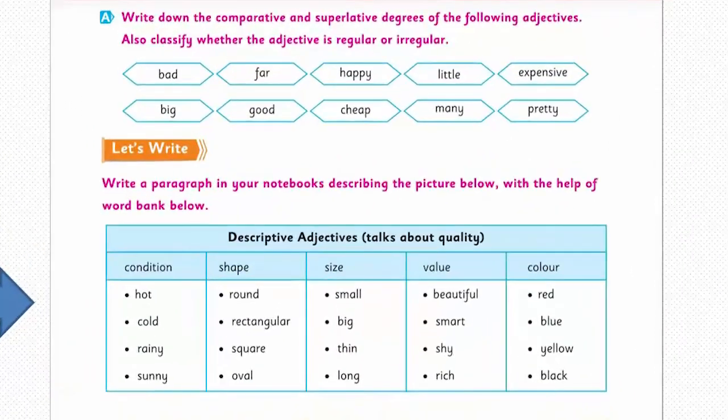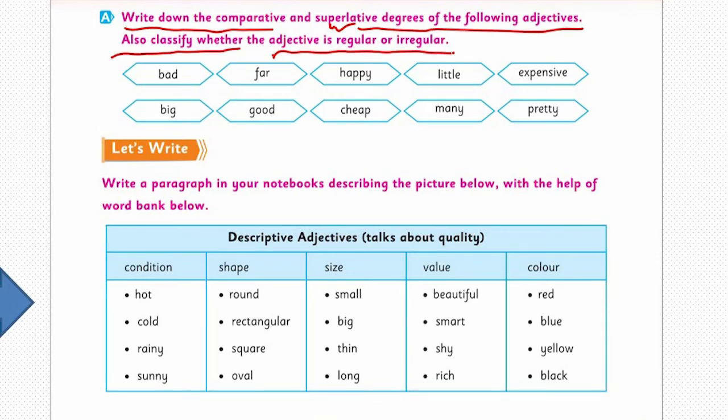So we have an activity here. Write down the comparative and superlative degree of the following adjectives. Also classify whether the adjective is regular or irregular. For bad, we have discussed that worse and worst are the comparative and superlative degree. So this is irregular. Write like this in an abbreviation form, in a short form. Far, farther, farthest.